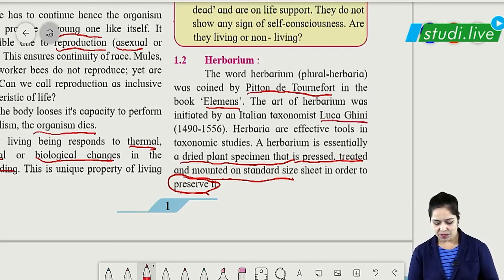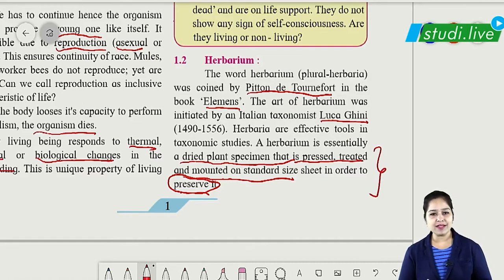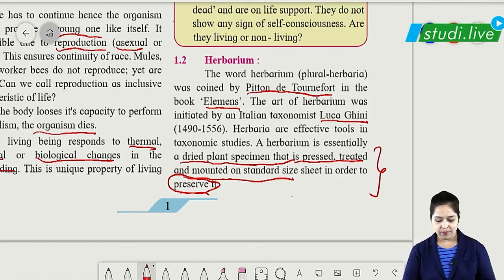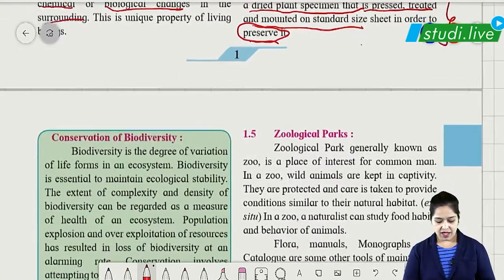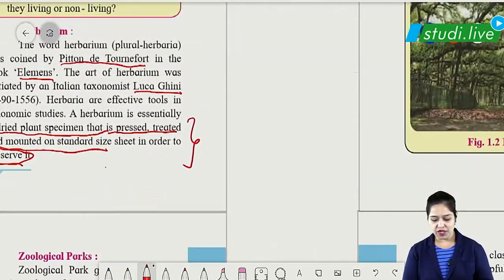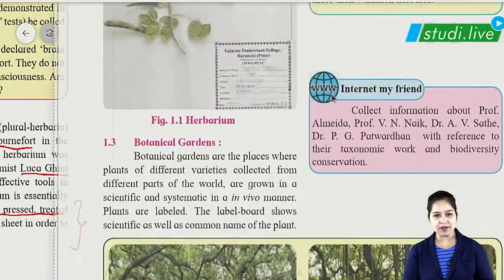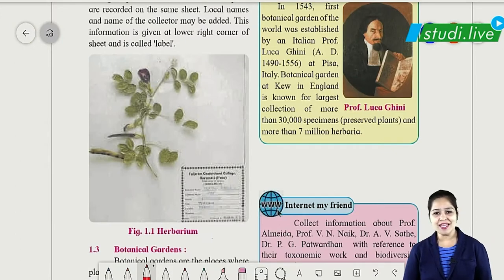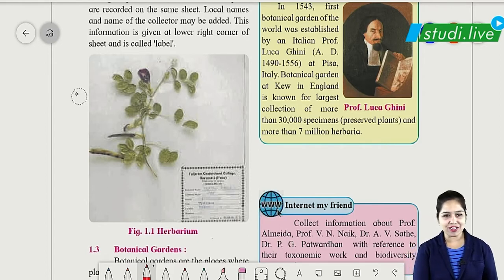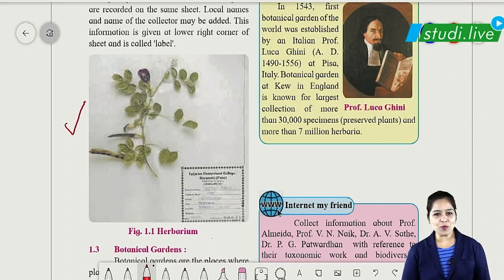So what takes place in the herbarium? This point is very important: it is nothing but a dried plant specimen that is pressed, treated and mounted on a standard size sheet in order to preserve it. So in this figure we can see how the plant material is dried and mounted on a standard size sheet in order to preserve it.